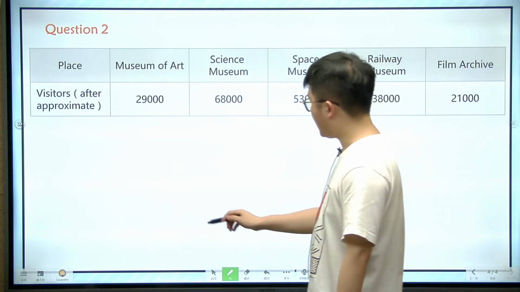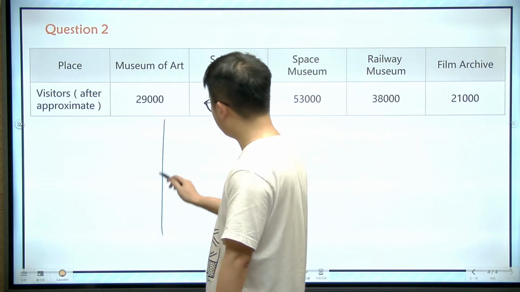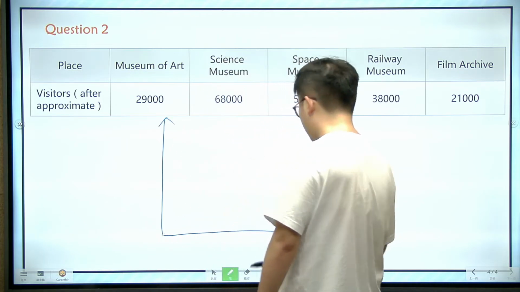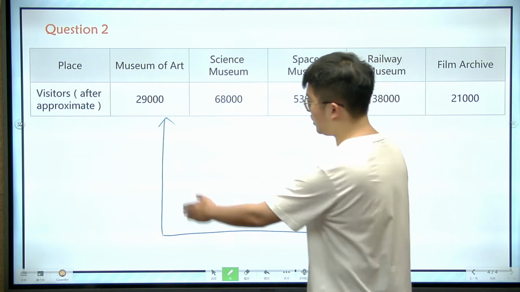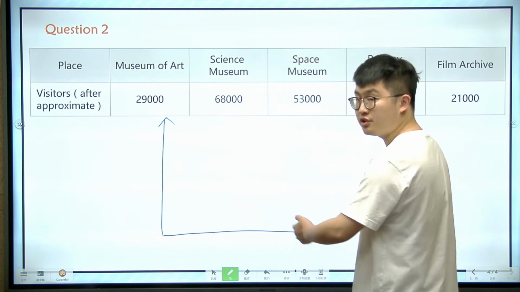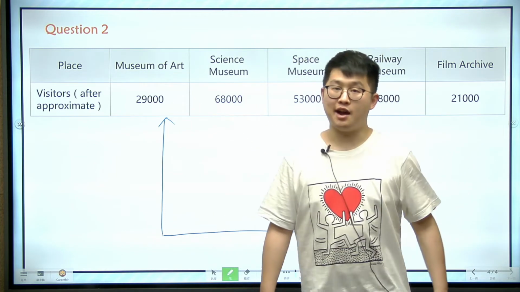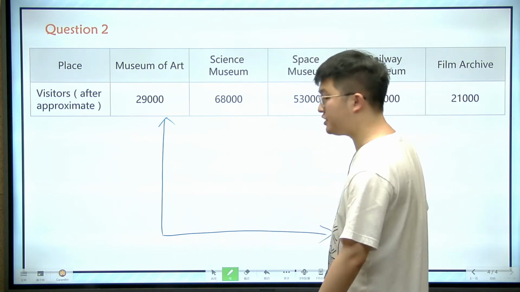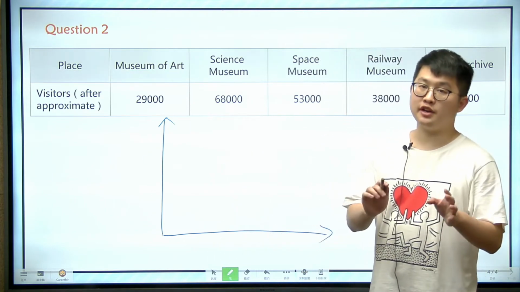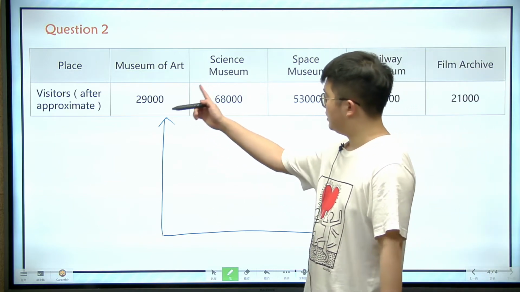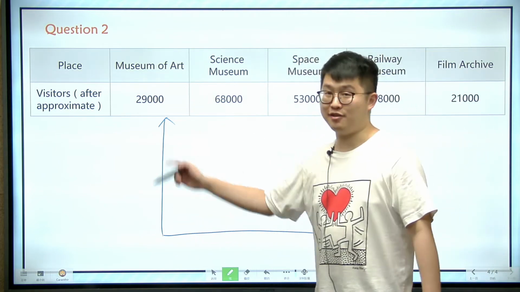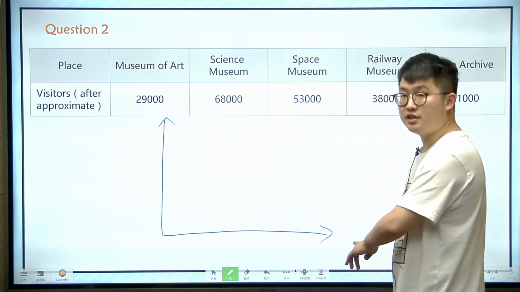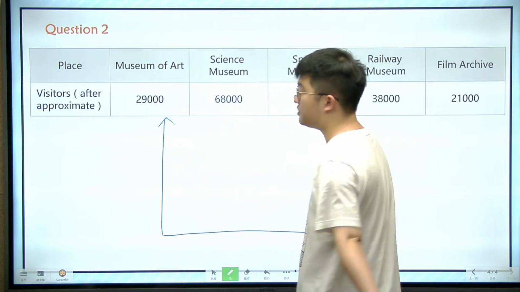So we know that in the beginning, we should first draw something like this. Draw two lines with arrows. And in secondary school, we would call this a coordinate system. But now we just need to know we need two arrows. And this represents the place, and this represents the visitors.